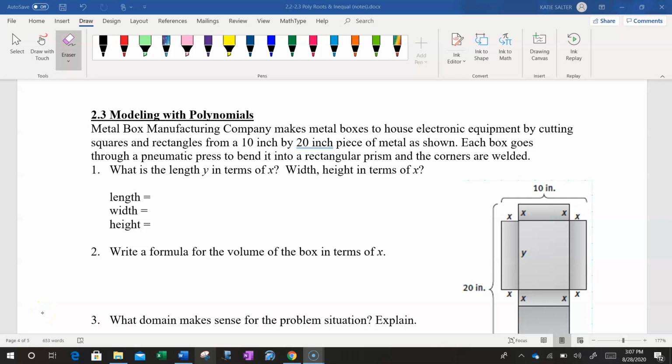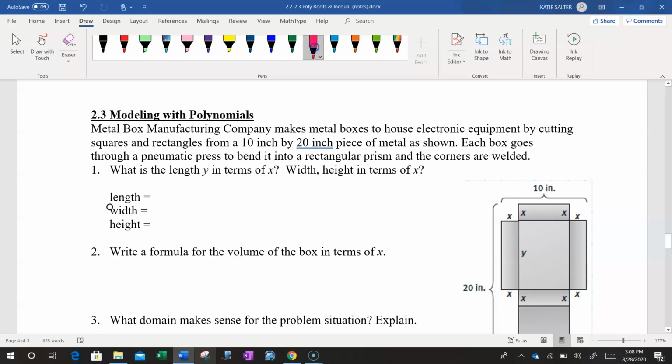Okay, looking at some modeling problems. Metal Box Manufacturing Company makes metal boxes to house electronic equipment by cutting squares and rectangles from a 10-inch by 20-inch piece of metal as shown. Each box goes through a pneumatic press to bend the rectangular prism in the corners, and they're welded. What is the length y in terms of x? How about the width in terms of x and the height in terms of x?